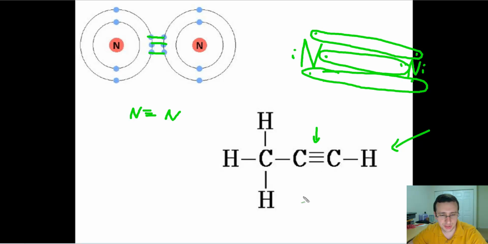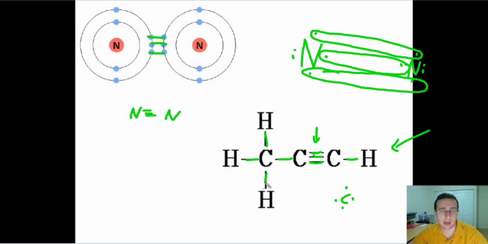Notice that since carbon has 4 electrons on its last shell, it needs to bond 4 times to be happy. Look at here. It's bonding 1, 2, 3, 4 times. This one also bonds 3 times here plus 1 time there. Look at this one. 1, 2, 3, 4 bonds. Carbon always bonds 4 times in order to be happy.